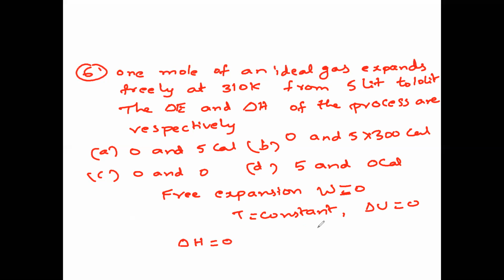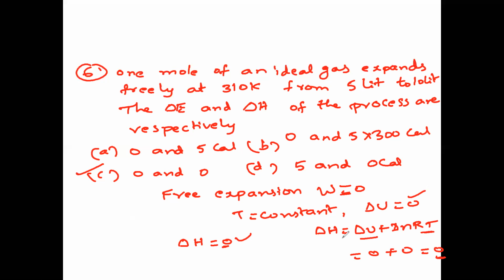Why? Because delta H is equal to delta U plus delta nRT. Since delta n is equal to 0, T is constant, we can say delta H is equal to 0 plus 0. So delta H is also equal to 0. So delta U is 0 because work done is equal to 0. I hope it is clear. So answer is third option. Very important. For free expansion, W is equal to 0, T is constant, so delta U is equal to 0. So delta H is equal to 0.